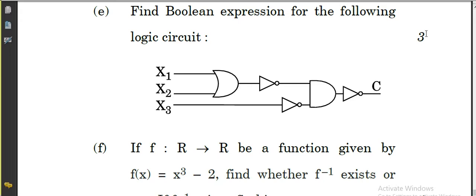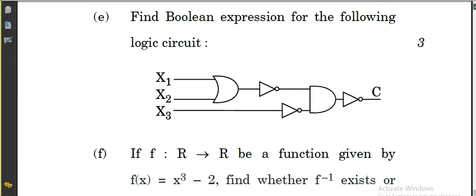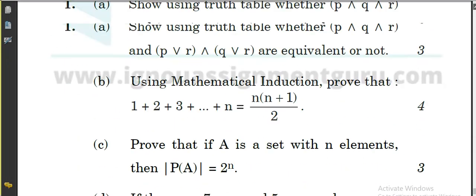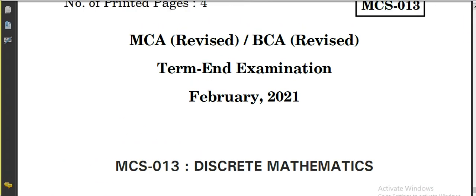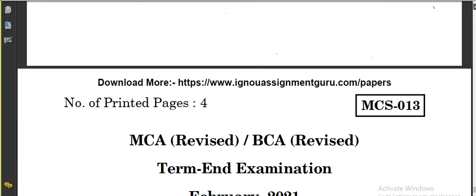So there are questions that were asked in your previous year paper, where you have to find the Boolean expression for the following logic circuit. Here they have given you the logic circuit, and in the previous question they asked you to draw a logic circuit. So this type of questions are asked from this portion. And if we move further, you will see that that was February 2021, right?